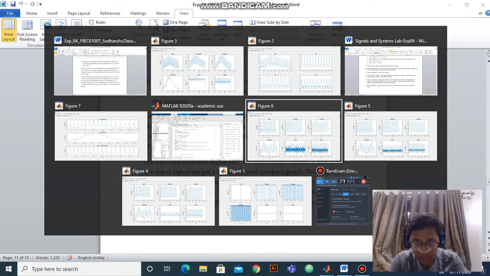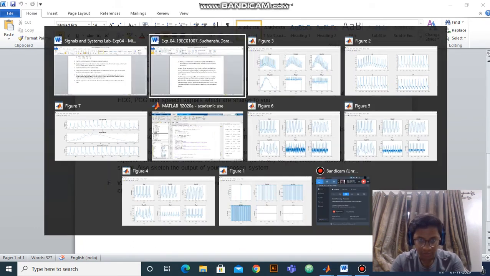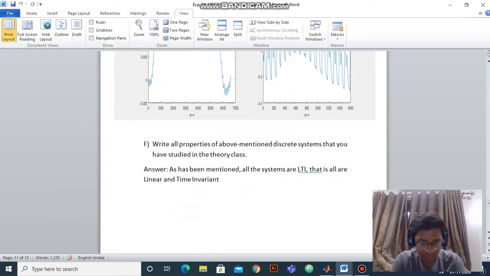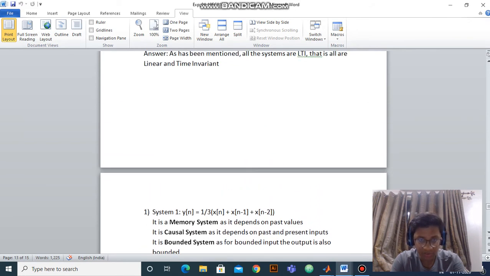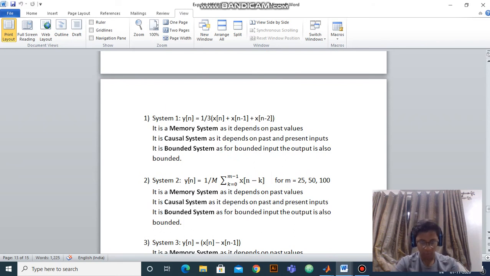The next question which we have is to write all the properties of the above mentioned discrete systems. As already mentioned, all the above discrete systems are linear time invariant, LTI, systems. For system 1, we observe that it is a memory system because it depends on its past values, and it is a causal system because it depends on the past and the present inputs, and it is a bounded system because when our input is bounded, the output that we get is also bounded. So as for bounded input we get bounded output, the system is a bounded system.